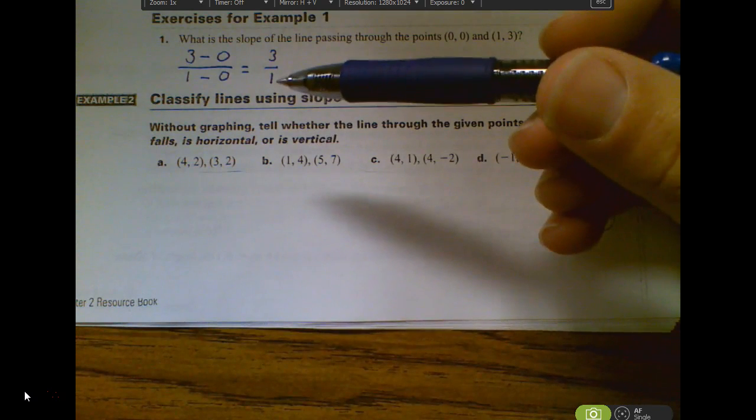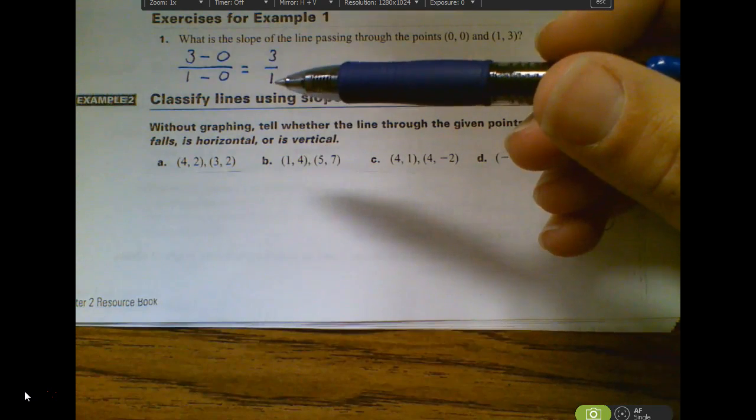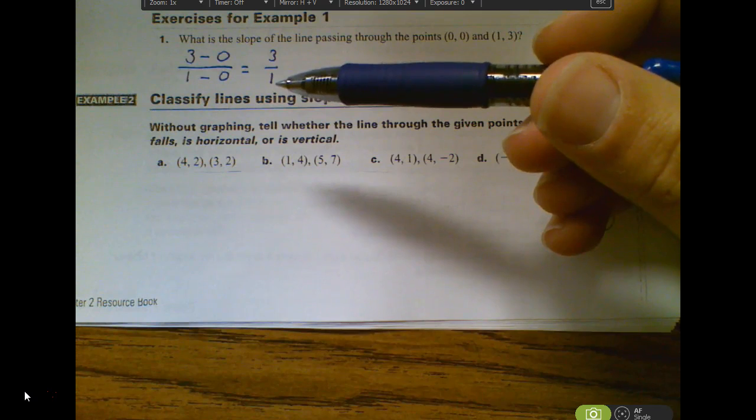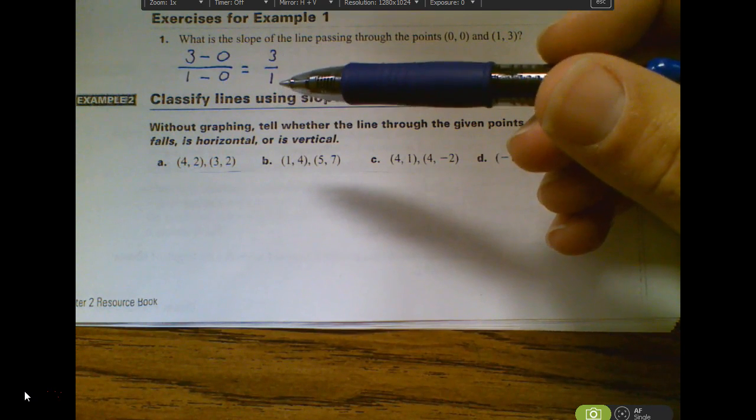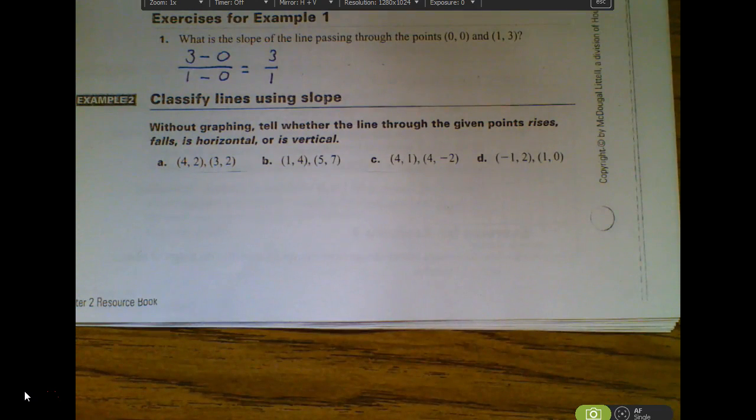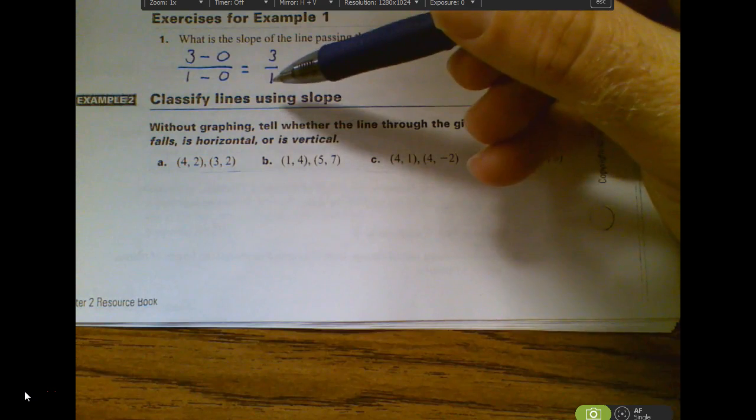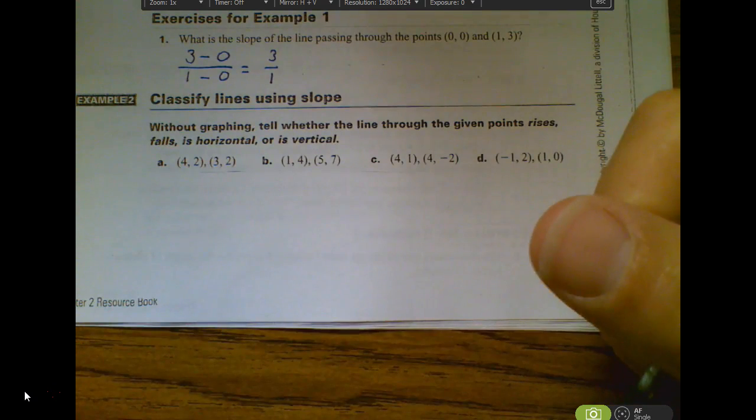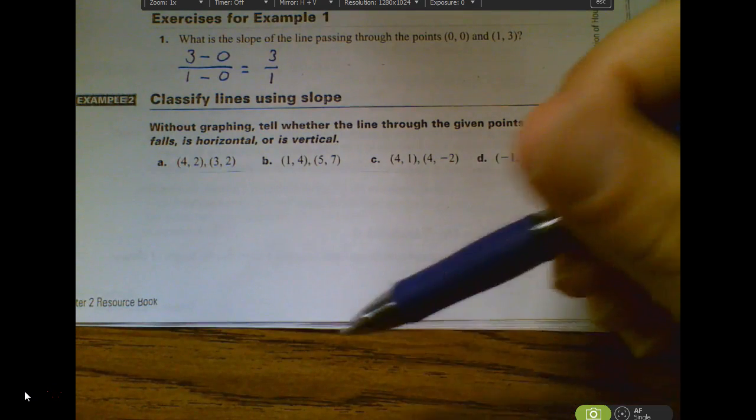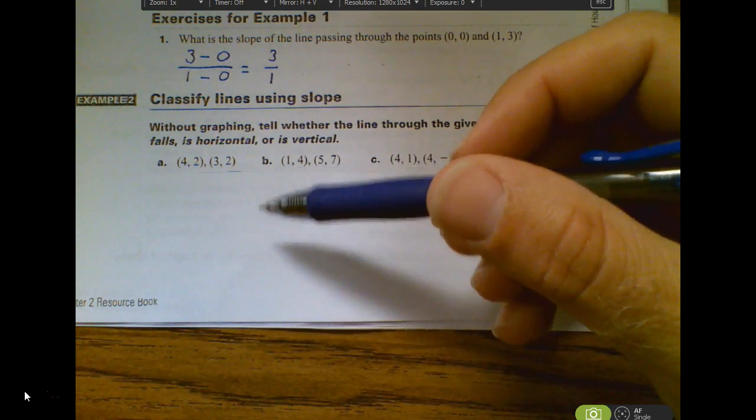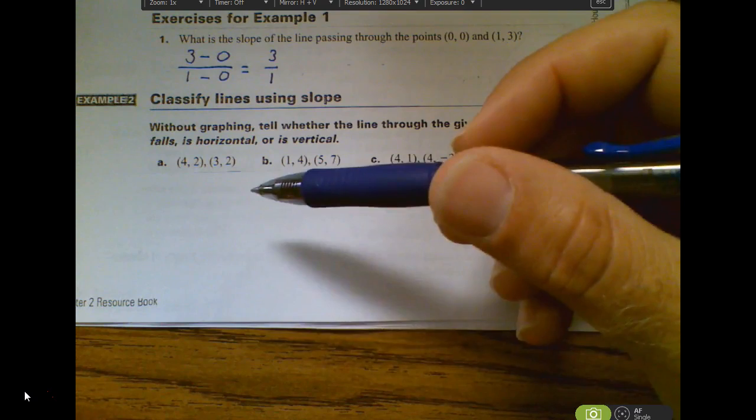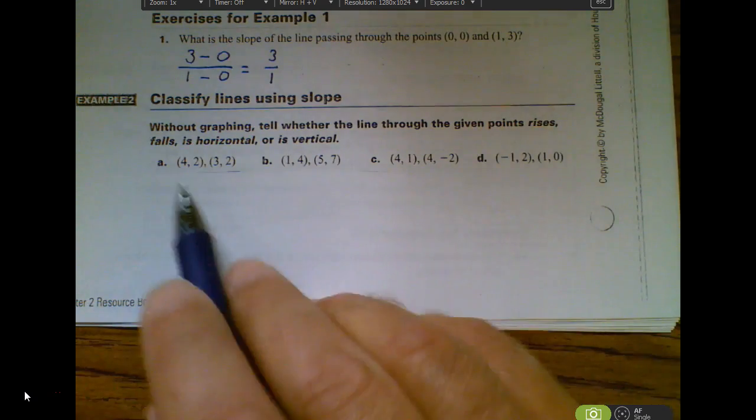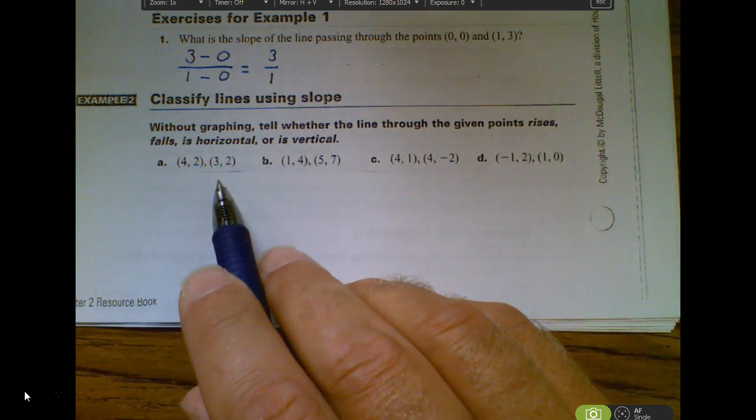If you ever get 0 on the bottom of your fraction, remember you are not allowed to divide by 0. If you go into a calculator and type in 3 divided by 0, it's going to say error, right? Because you cannot divide by 0. So anytime you get a 0 on the bottom of your fraction, that means it does not have a slope at all. It does not exist. And that's anytime you have a vertical line, right? It means you do not have a slope at all. It does not exist. So let's test a couple and see what kind of slopes these guys would have.